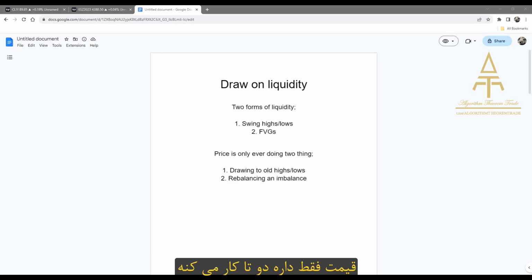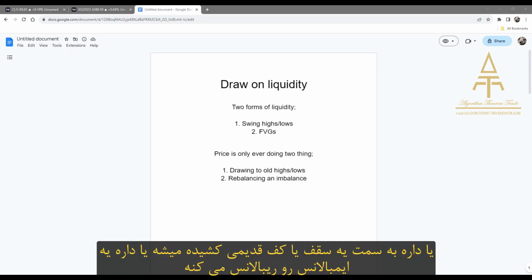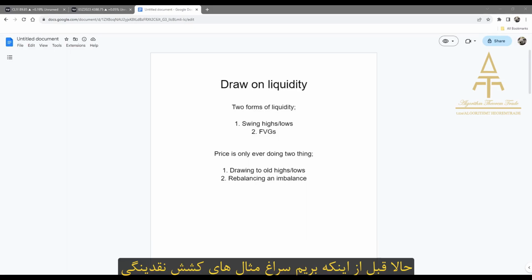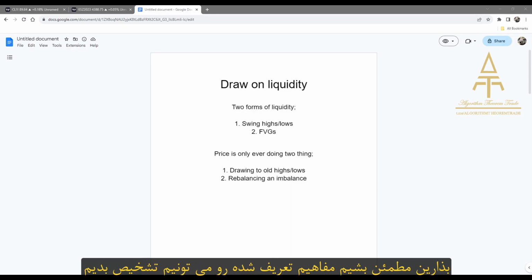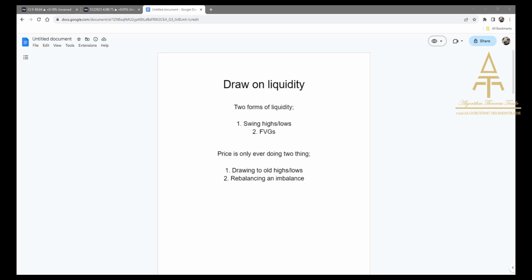Price is only ever doing two things. It is either drawing to old highs or old lows, or it is rebalancing an imbalance. Now before we go into any examples of draws on liquidity, let's make sure we can identify our defined concepts.